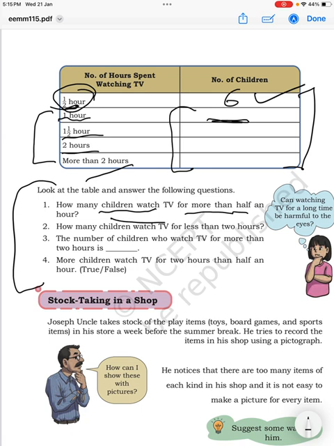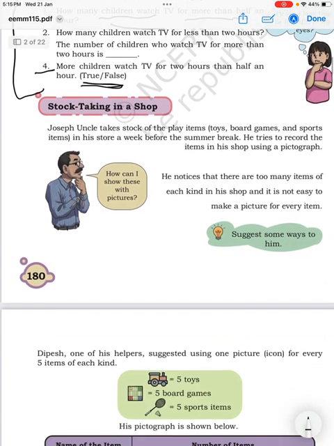Okay, for example, I'm just assuming 4 children watch TV 1 hour daily, 5 children 1.5 hours, 3 children 2 hours. I'm just randomly writing this. You will find the exact number and then you will add all these numbers and write the answer. Question number 4, more children watch TV for 2 hours than half an hour. True or false? So when you fill the table, you will get the exact numbers, then you can state whether it is true or false.